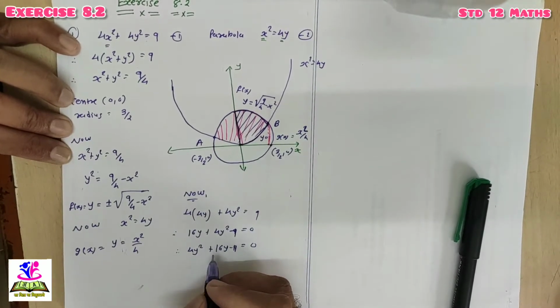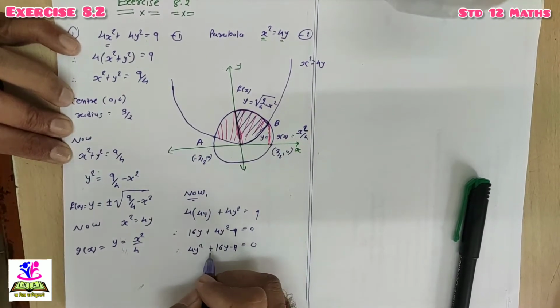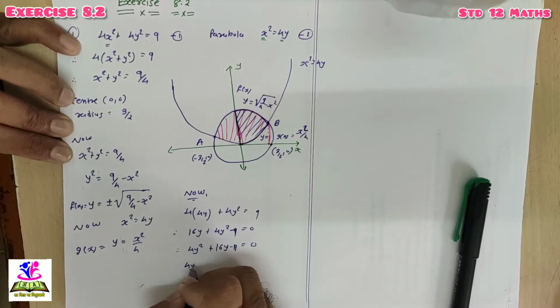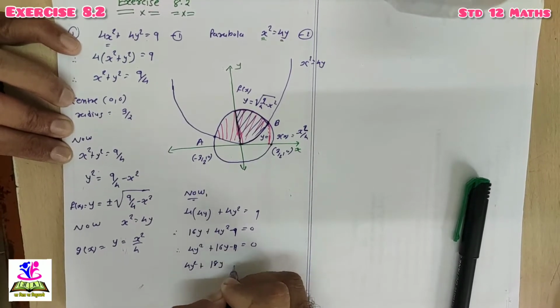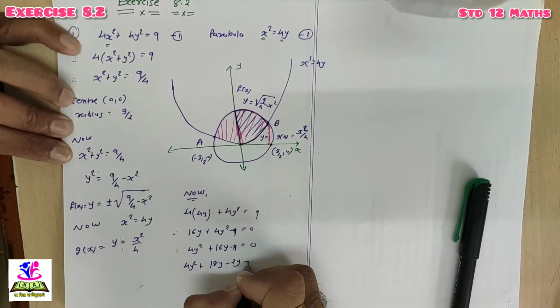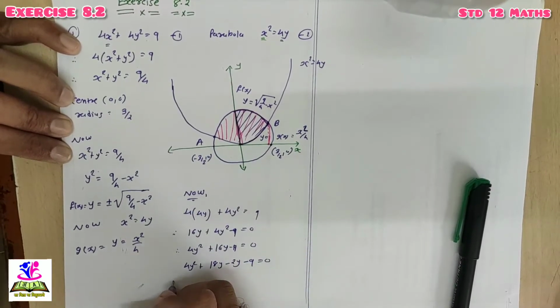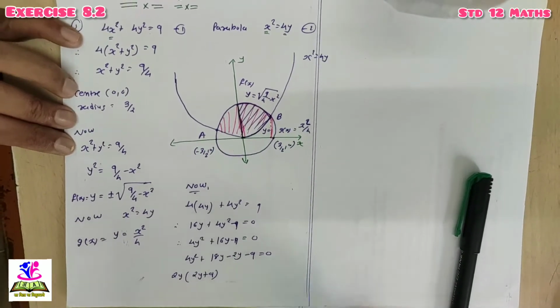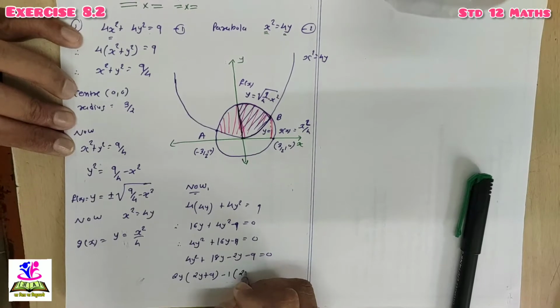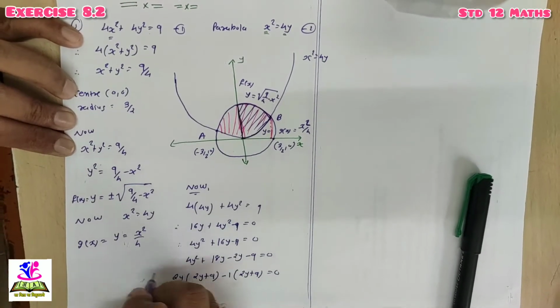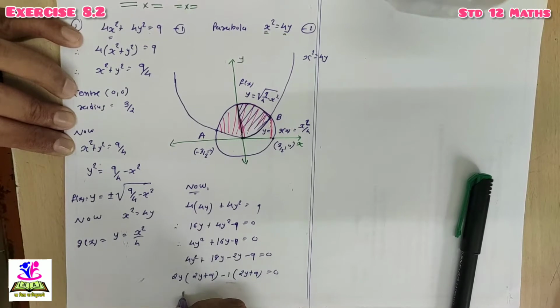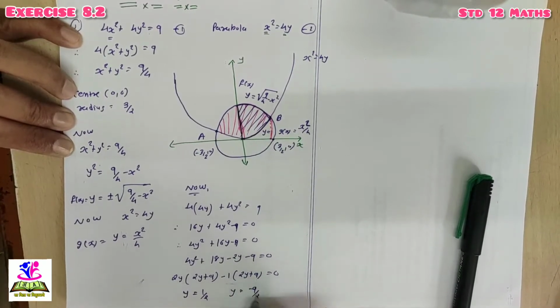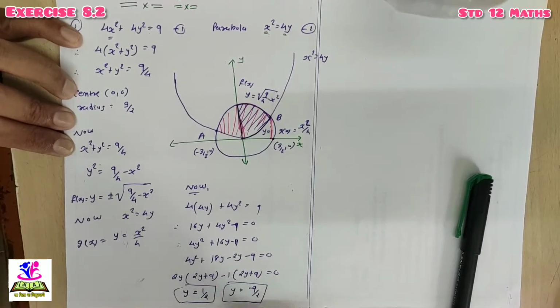Done. So now splitting the middle term: 4 nines are 36, factors of 36 whose difference is 16. So we are getting 4y square plus 18y minus 2y minus 9 equal to 0. Taking 2y common, 2y into 2y plus 9 minus 1 common, 2y plus 9 equal to 0. So we are getting two values: y equal to 1 by 2 and y equal to minus 9 by 2.